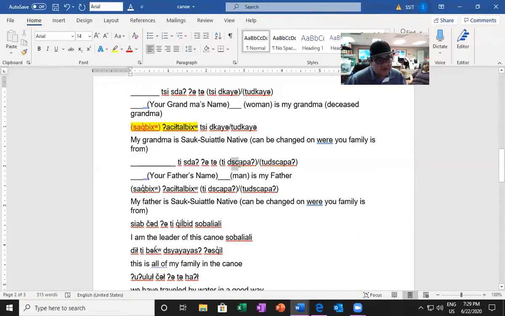The word for family relationships. So this one is Sapa. Saba. Yeah, Sapa. Saba. Their grandfather. So James Tidsta Ata Tud Sapa. My grandfather's name was James.